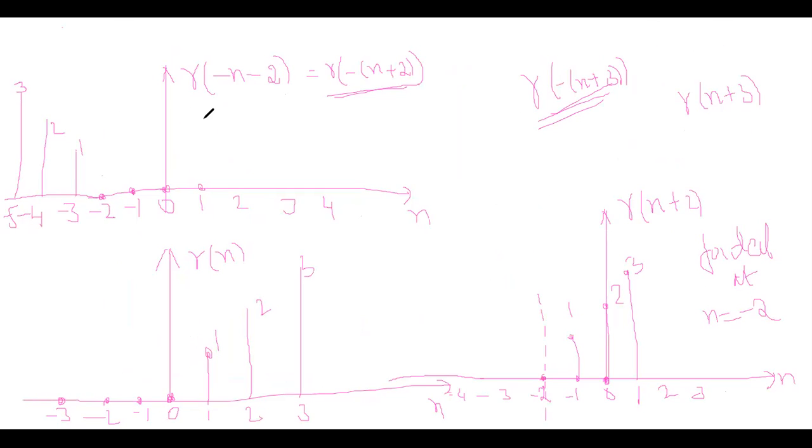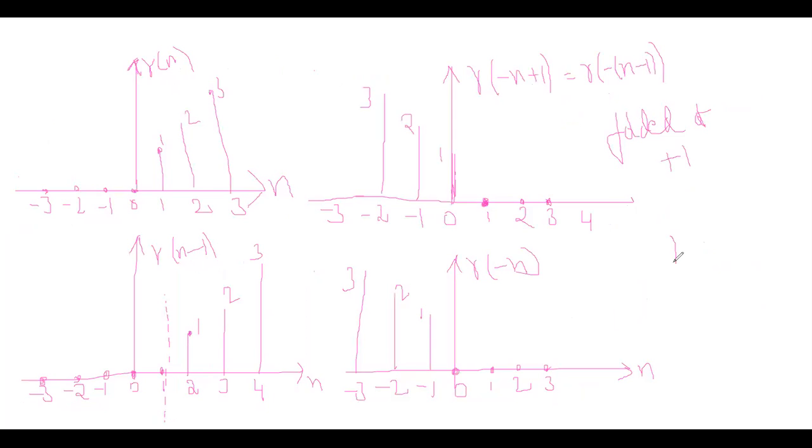For R of minus n minus 2, the graphical representation you get is the folding at minus 2 of R of n plus 2. The folding occurs at minus 2. It means the 1 value appears at minus 3, the 0 value appears at 4, and the 1 value appears at 5. In a similar way, R of minus n plus 2: plus 2 means the folding occurs at 2.